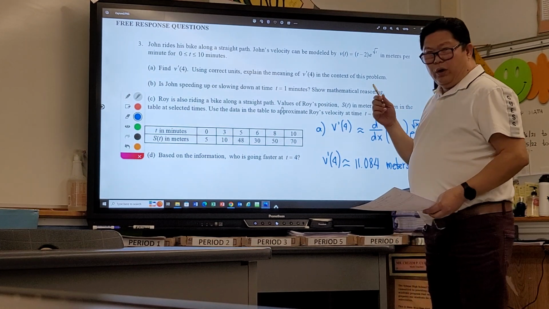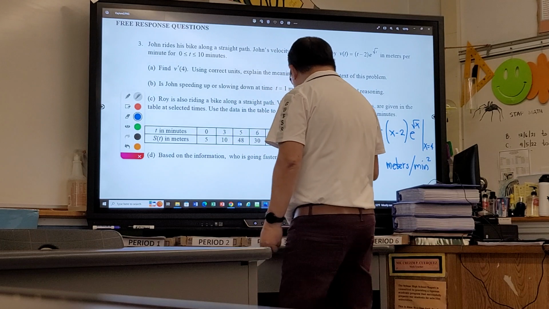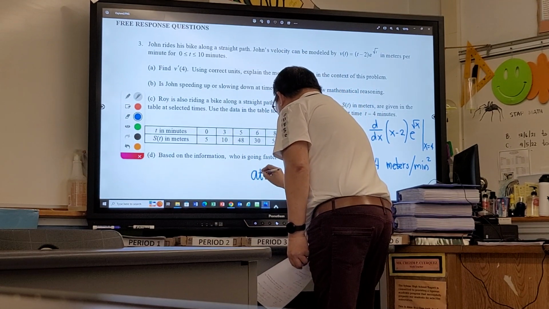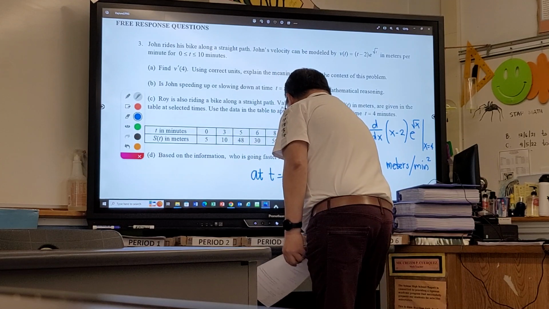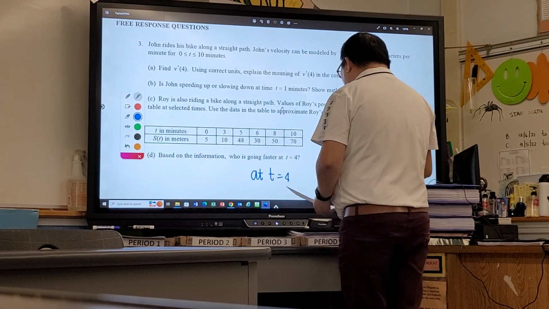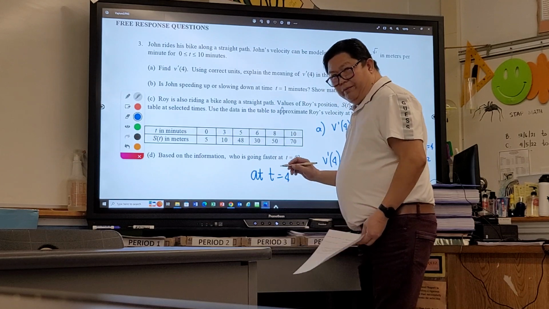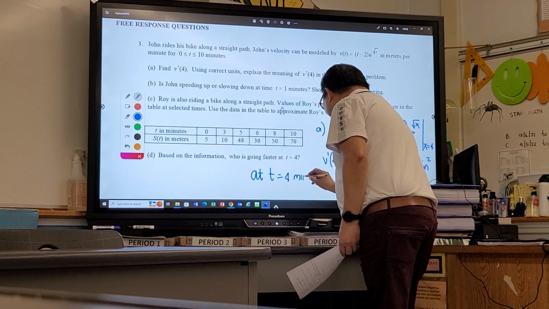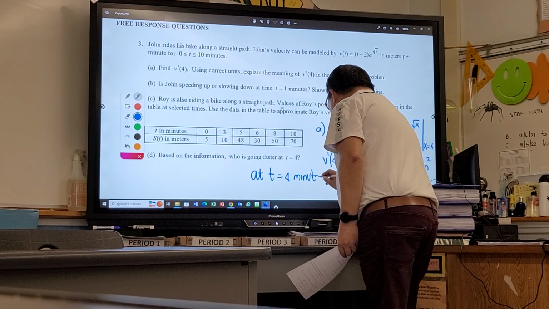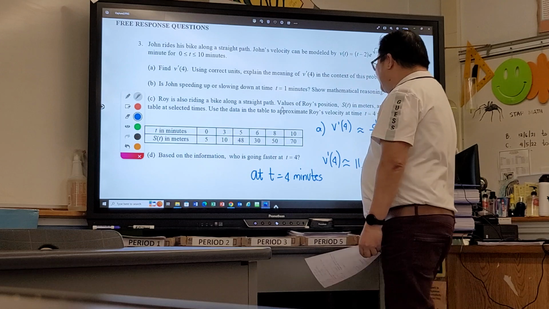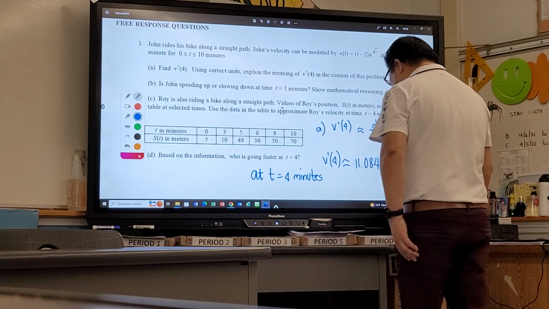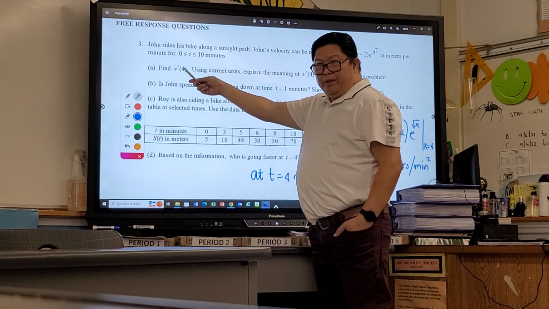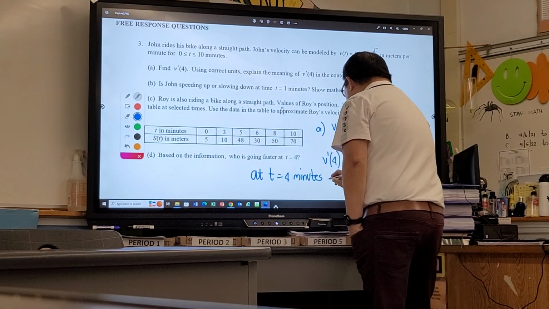So at t equals 4, the time. So this is now the justification. At t is equal to 4. For what? Is it minutes? Yes or no? So 4 minutes. So you need to write that one. So t is equal to 4 minutes, John's acceleration. This is now acceleration, right? V prime is acceleration.